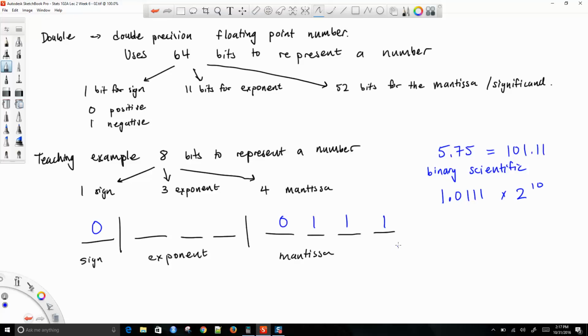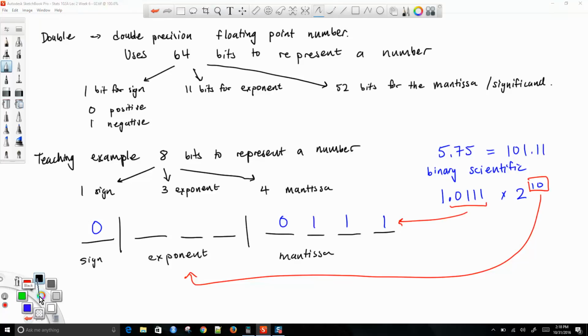Okay. Is this okay? So maybe I'll just highlight this. And so this part comes right here. And then the exponent, we'll put in the exponent position, and we'll do 0, 1, 0. Okay? This is how we might represent the thing here.